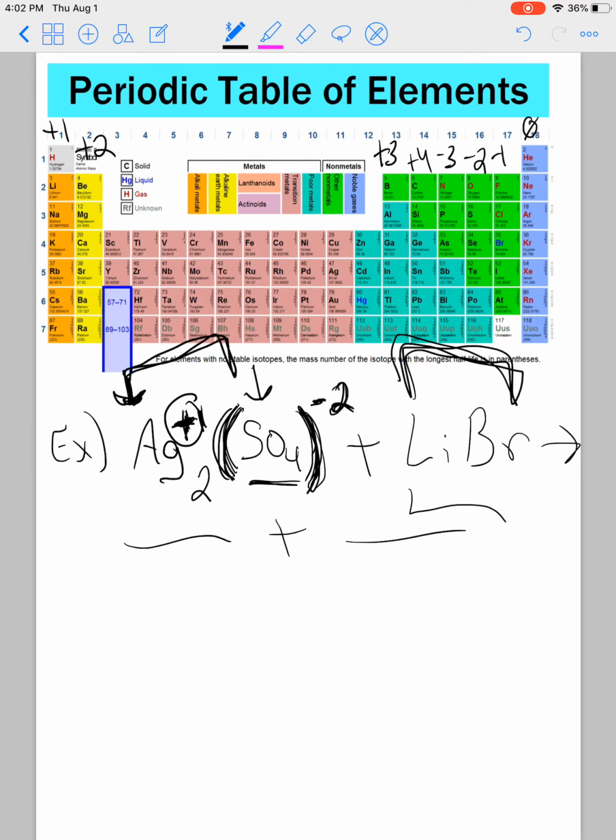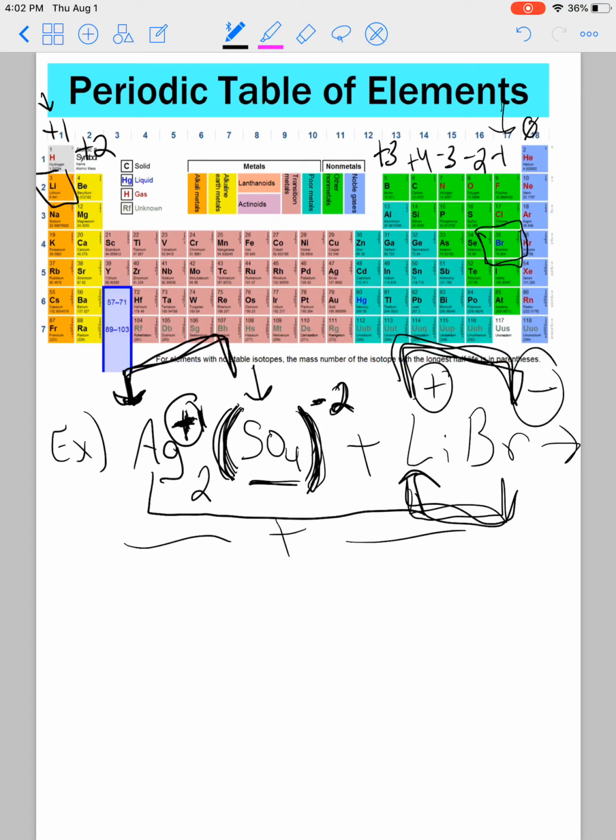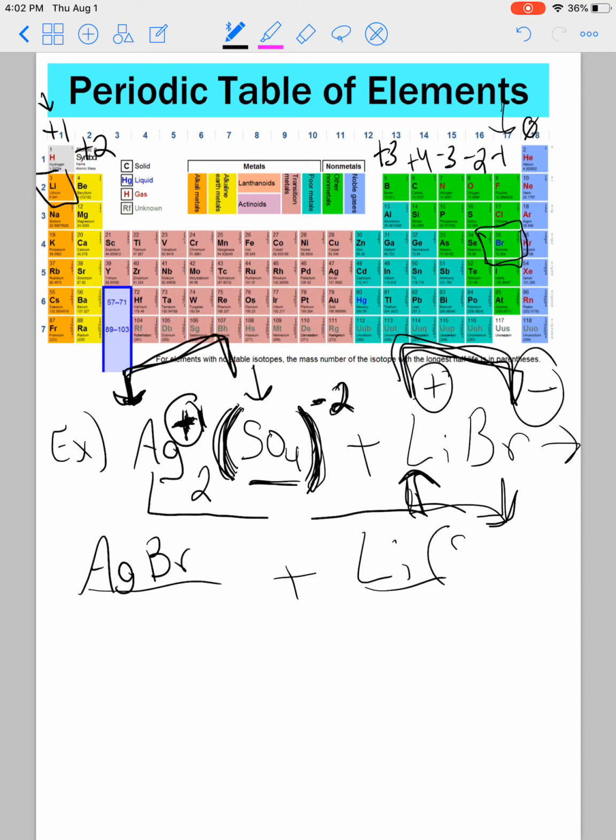So I need to determine over here who's my positive and who's my negative. Well, I look for Li. I see that it has a +1 charge, so he's my positive. And Br, I find right here on the periodic table, -1 charge, so he's our negative. So that means Ag, being positive, is going to switch places with Li, being our other positive. Make more room here. So it's going to be Ag with Br and Li with SO4.